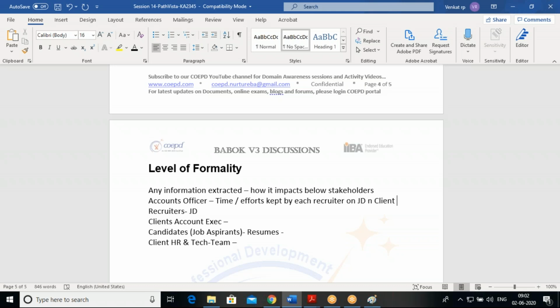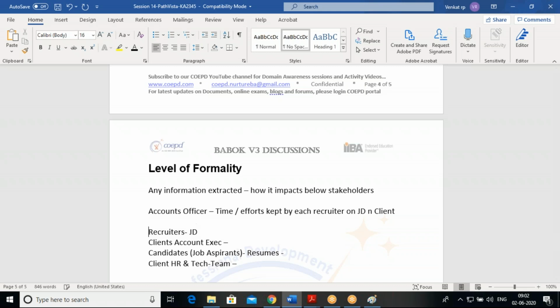My focus area is this. As an accounts officer, my focus area would be on that. I'm least bothered about whether they worked on a Java profile, a .NET profile, or some testing profile. I don't get into those things. As an accounts officer, my interest will not be in that area.